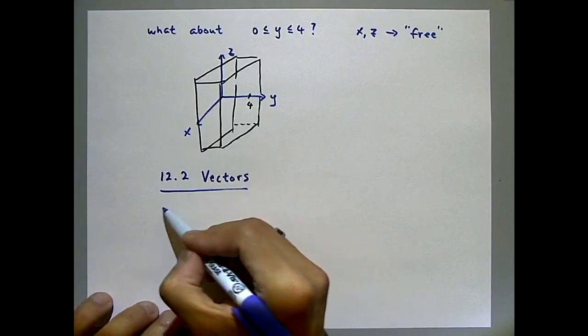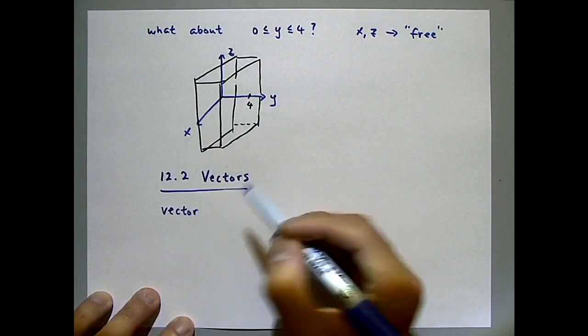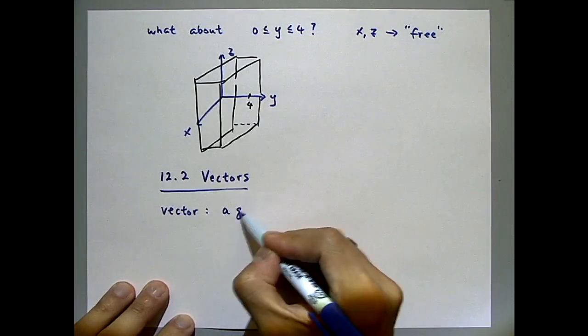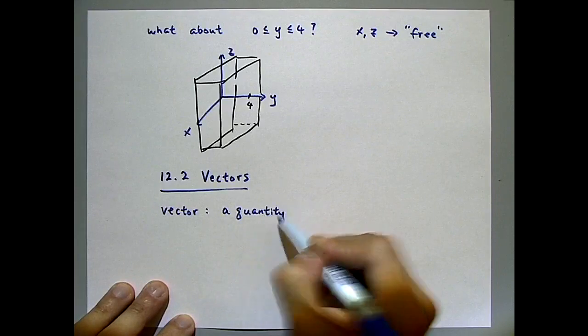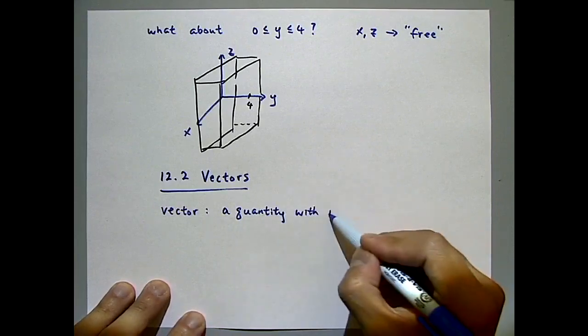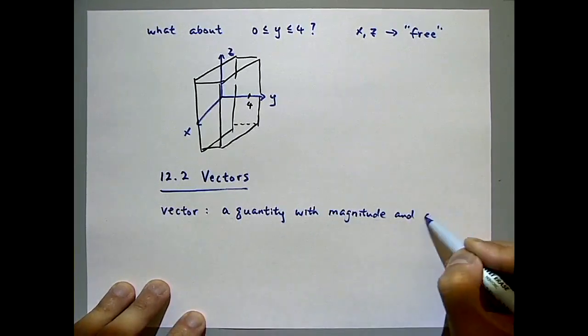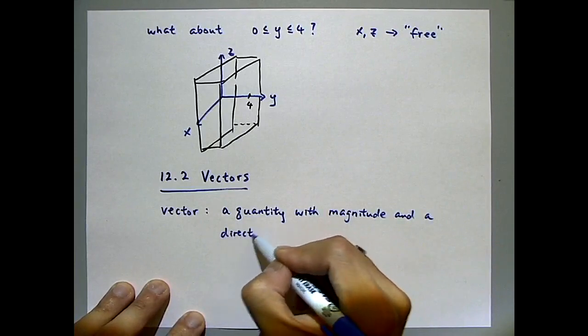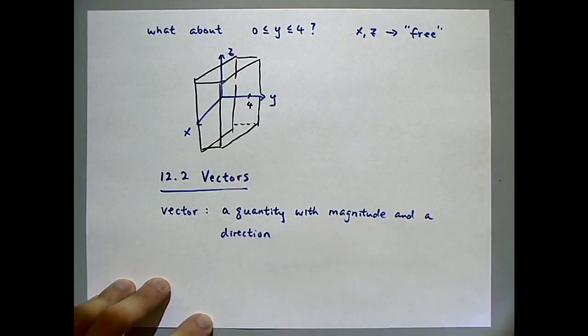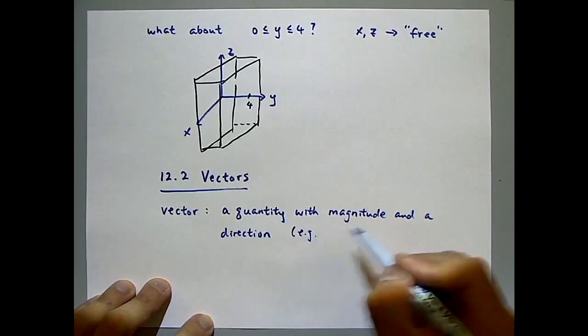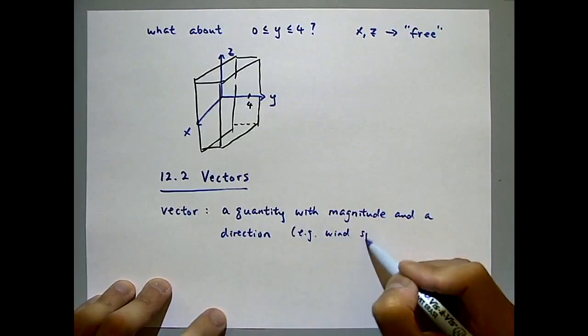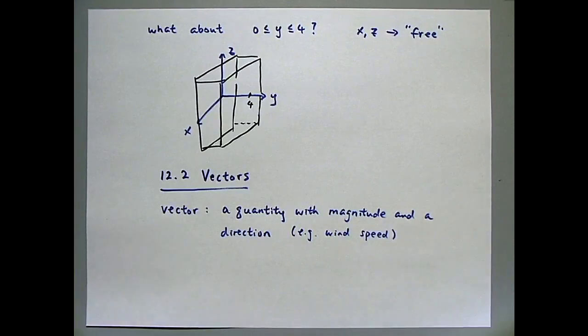Okay, a vector. You should remember that a vector is a quantity with a magnitude and a direction. For example, wind speed, right? When people say wind is southwest 25 miles per hour, you're told a magnitude and a direction.